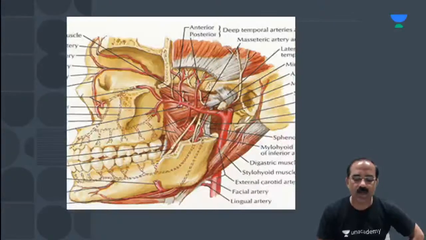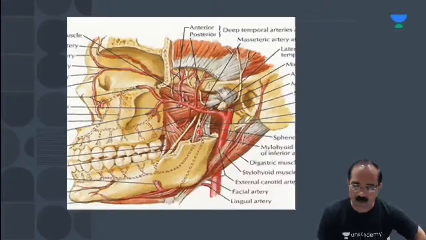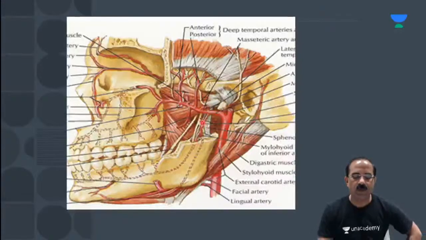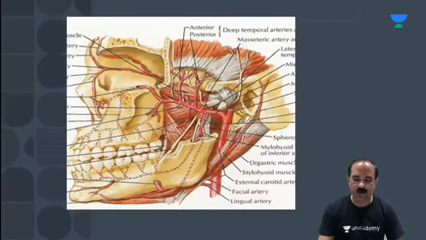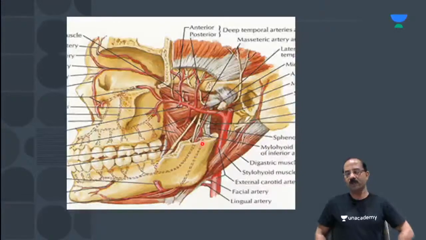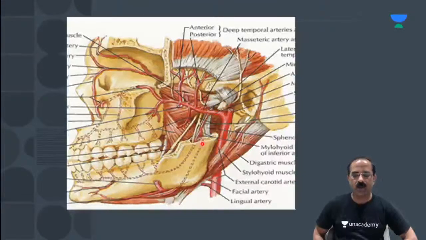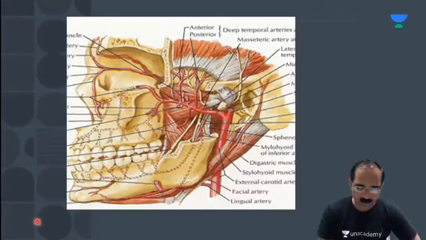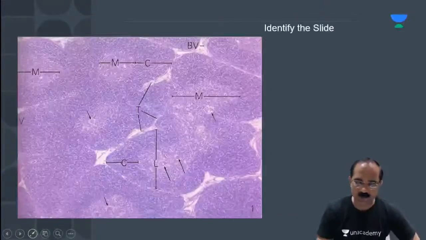What is this nerve? Can anyone tell me what is this nerve? This is the inferior alveolar nerve. Very good. What is this nerve? This is the lingual nerve. That's the inferior alveolar nerve. And this is the inferior alveolar artery, which is entering into the mandibular foramen. Okay, fine. So that's about the maxillary artery. We'll come to the next MCQ.